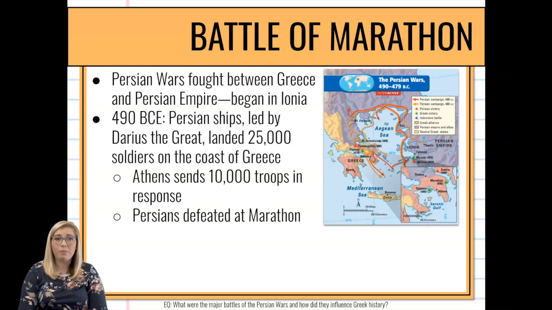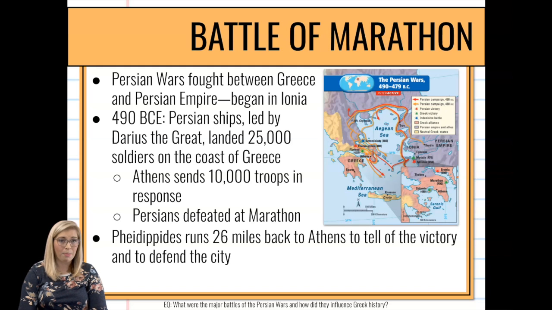So after the Battle of Marathon, a gentleman by the name of Phidippides ran 26 miles back to Athens. So the distance from Marathon to Athens was 26 miles. He runs back as fast as he can to basically say, one, we won, hooray, and two, they might be coming towards Athens next, so we need to prepare to defend the city.